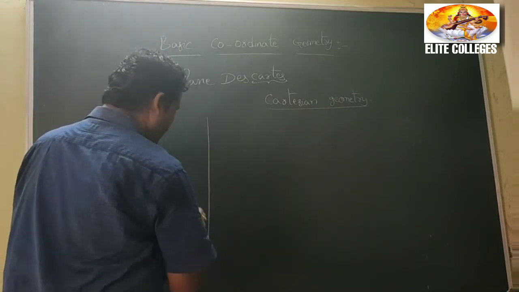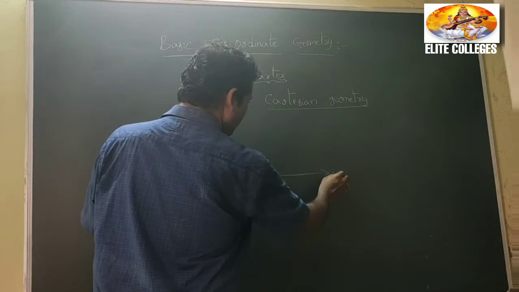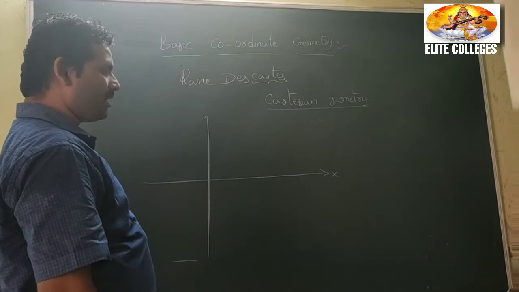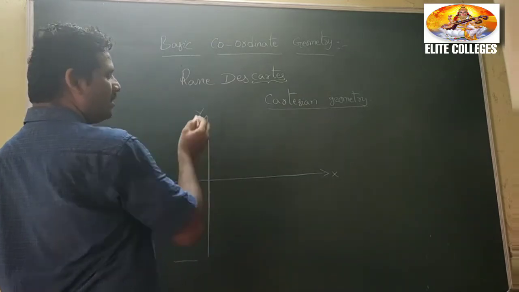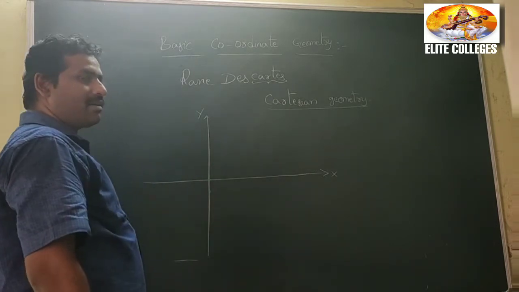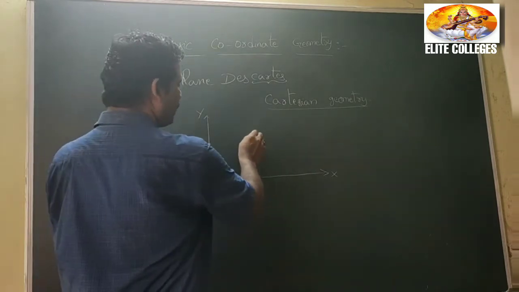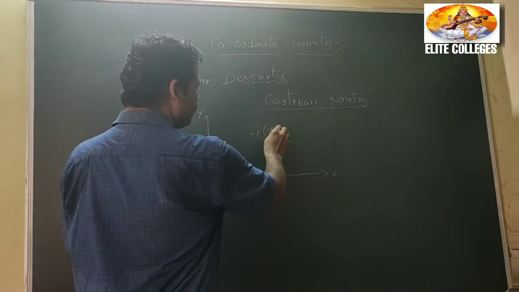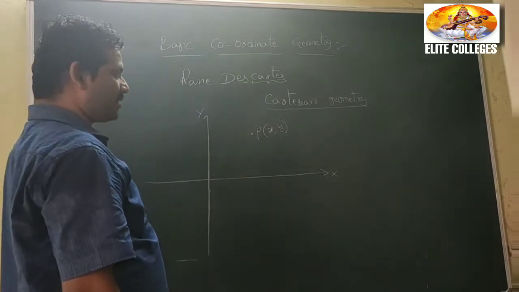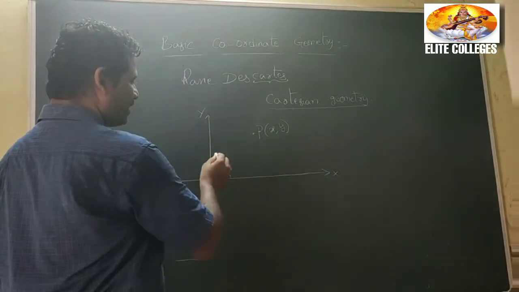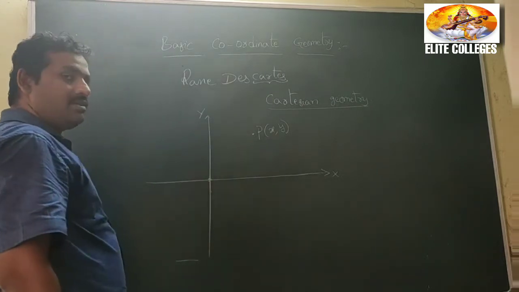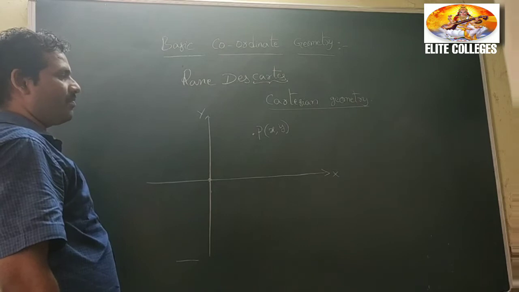To define any point in a plane with reference to two mutually perpendicular lines, called coordinate axes or rectangular axes, this is called the coordinate system.